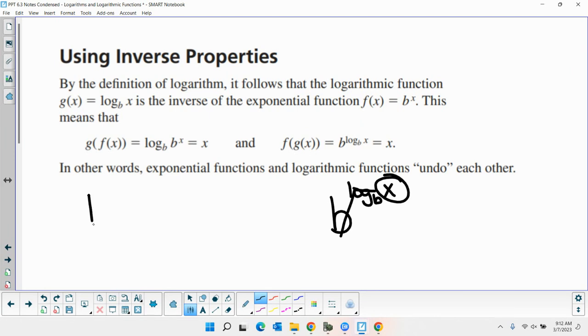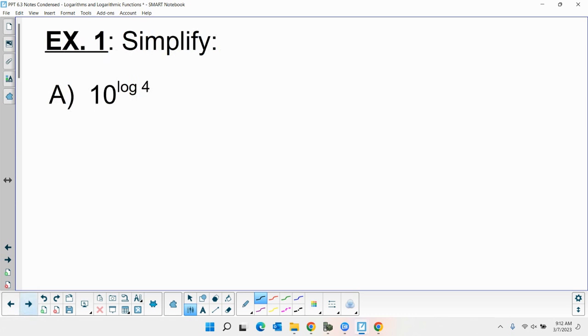So this, it was kind of hard to see also. It's log base B of B to some power. Those just cancel. So whatever's there is the answer. So you'll get some problems that look like this. If there's no number there, what's the base? What did I just tell you? 10. So what's this 10 and that log do to each other? So what's the answer? 4. It's that easy.